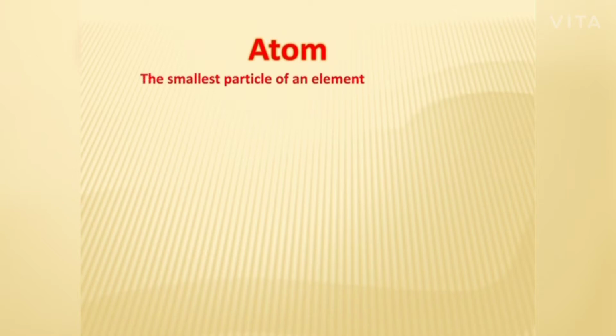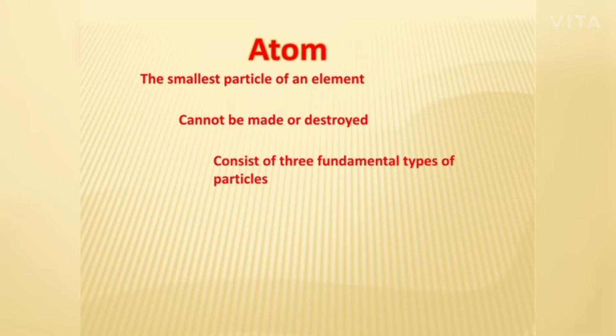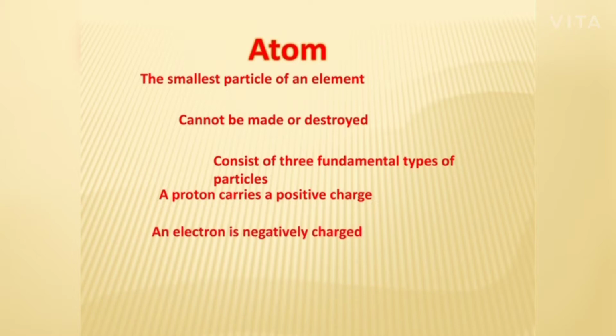Atom is the smallest particle of an element that cannot be made or destroyed. It consists of three fundamental types of particles, that is protons, electrons and neutrons. Protons carry a positive charge. Electrons are negatively charged particles. Neutrons have no charge.